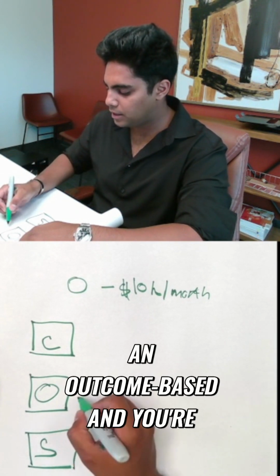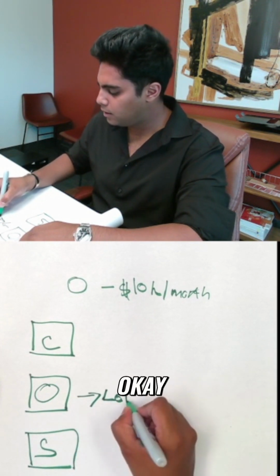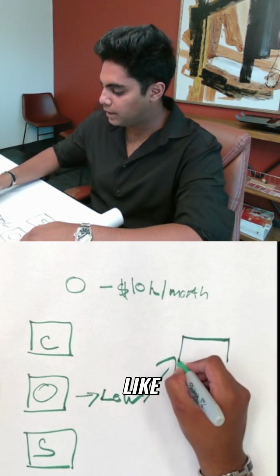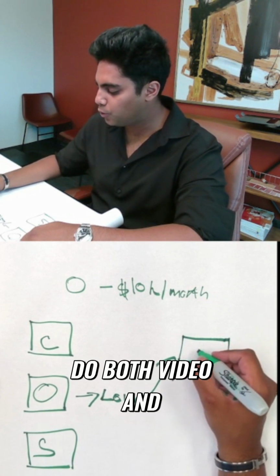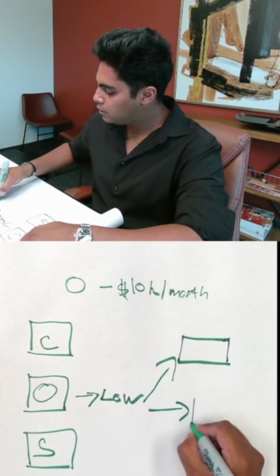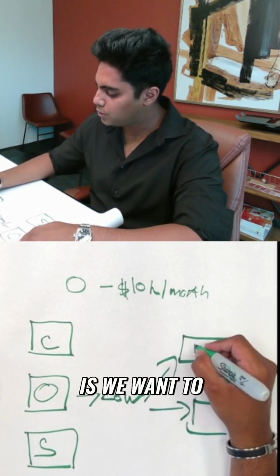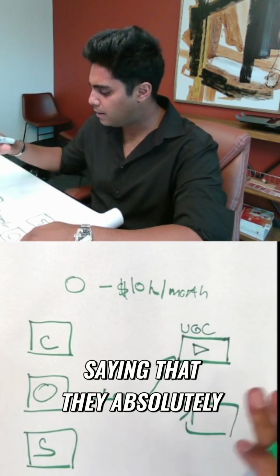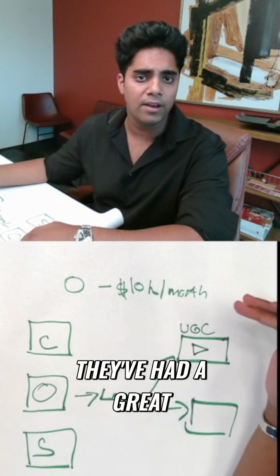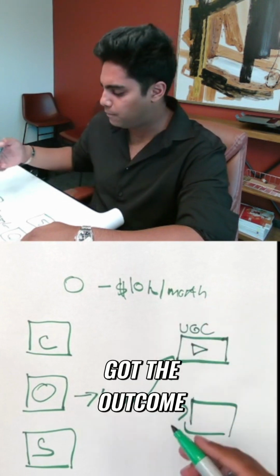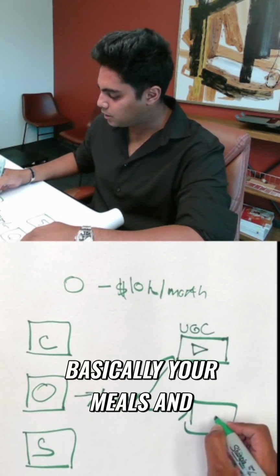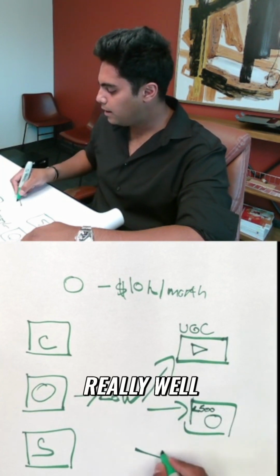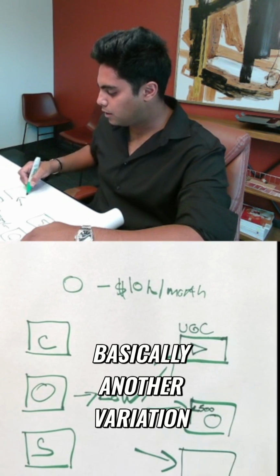So let's say you're an outcome-based and you're low-calorie, okay? What we would do then is we would create between 3 to like 6, if not more ads, and we'd want to do both video and image ads. So basically for our video ads, we want to do UGCs, so user generated creatives. It's essentially other people saying that they absolutely love your food and they've had a great experience and they've actually got the outcome. And then the image ads would be basically your meals, and it would say under 500 calorie meals, because that's what works really well. And then we do another variation of the two of them.